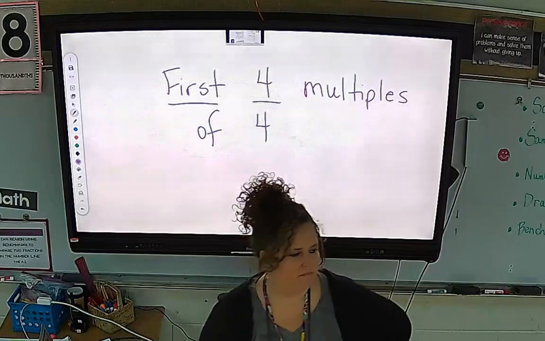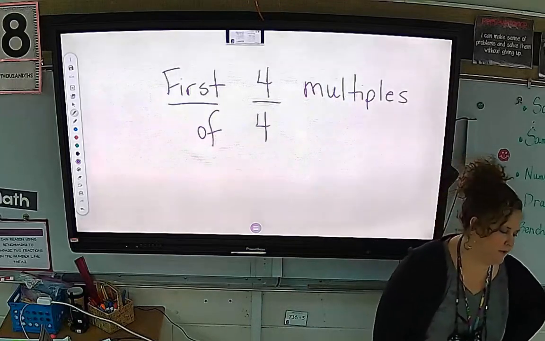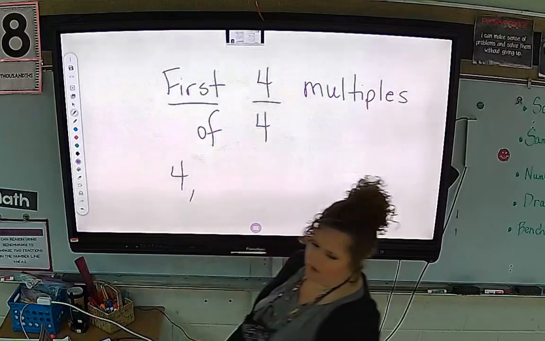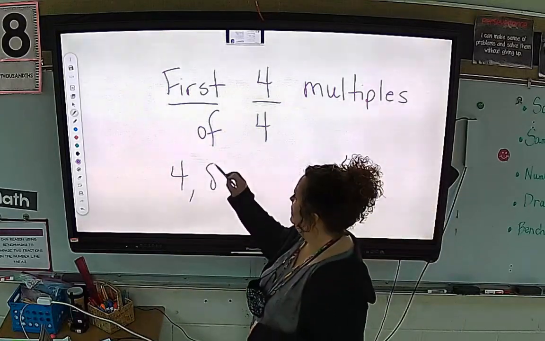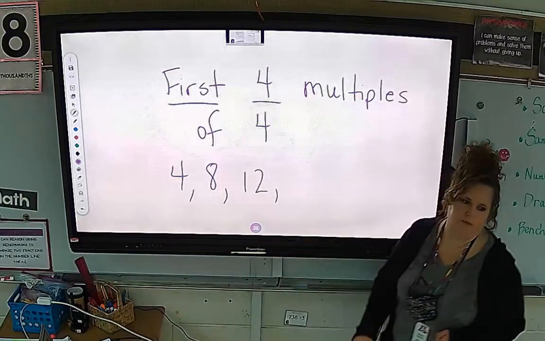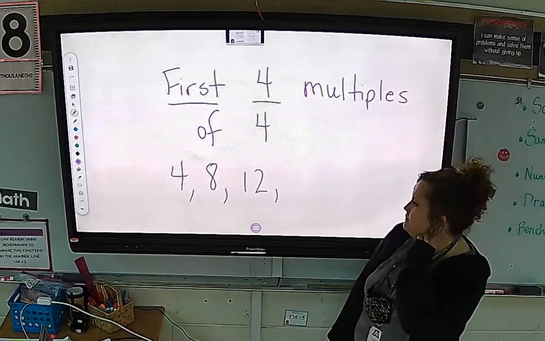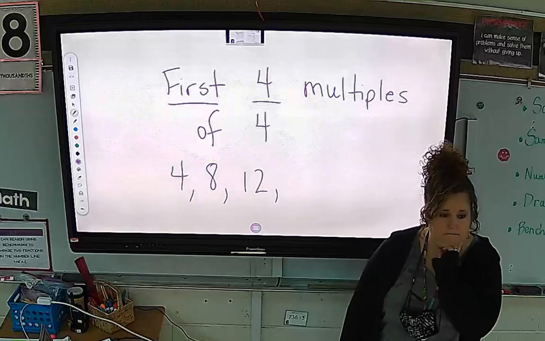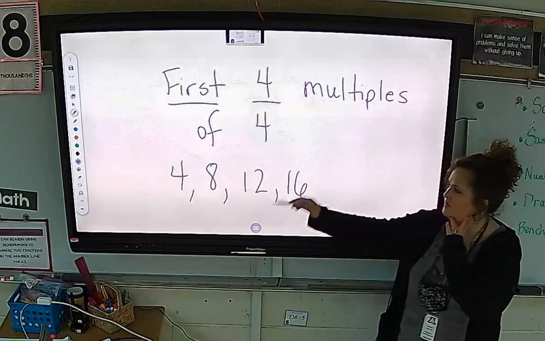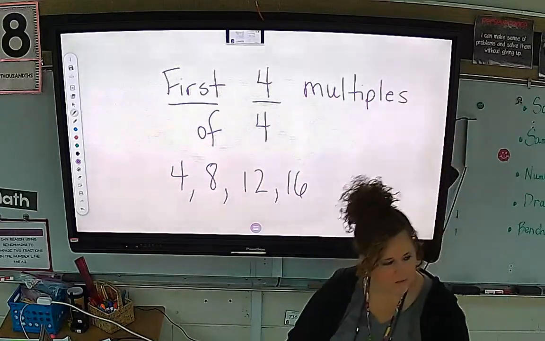All right. What are the first 4? Help me with what is the very first one? Reagan? 4. Okay. Charlotte, what's the next one? 8. Bailey, what would the next one be? 12. And the last one that I asked for would be what, Valerie? 16. All right, 4 times 1, 4 times 2, 4 times 3, 4 times 4. And you're basically skipping multiples by 4.